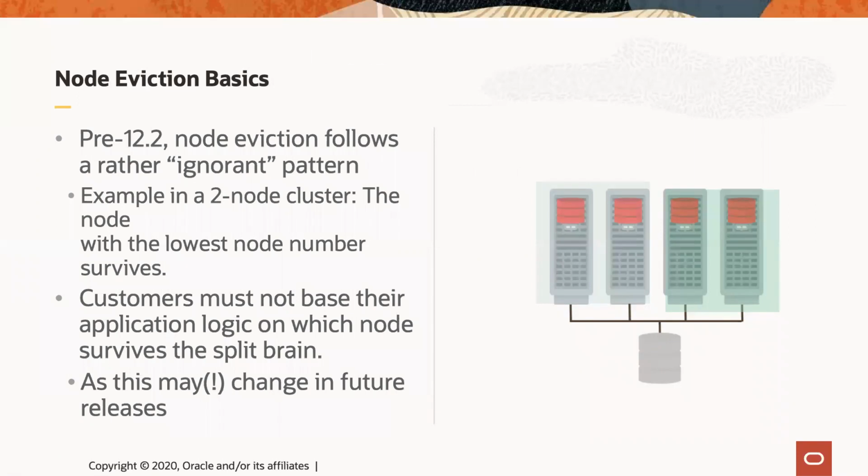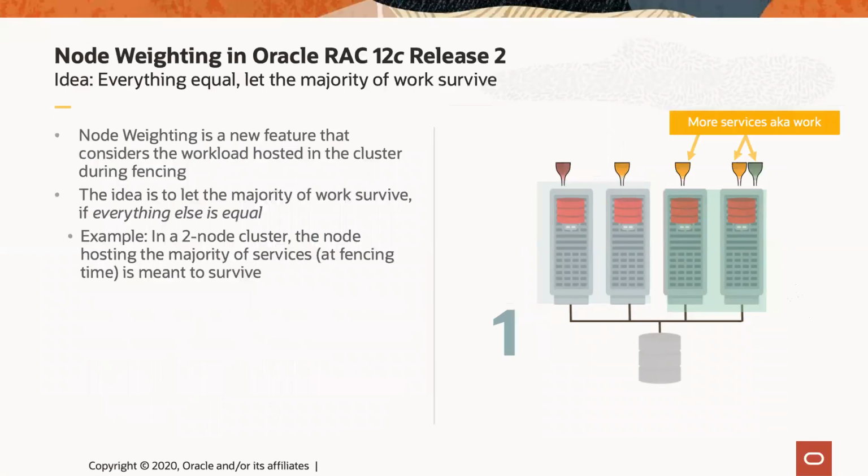In previous releases, we used to go through this mechanism, what we call the lowest node number. What does that mean? Let's say you have what we call a split brain. Nodes 1 and 2 are on one side, and nodes 3 and 4 on the other side. What would happen is we would always keep the nodes which have lower node numbers, and we will evict the guys on the right-hand side. Now this is the norm, and it used to work for the longest time, I know.